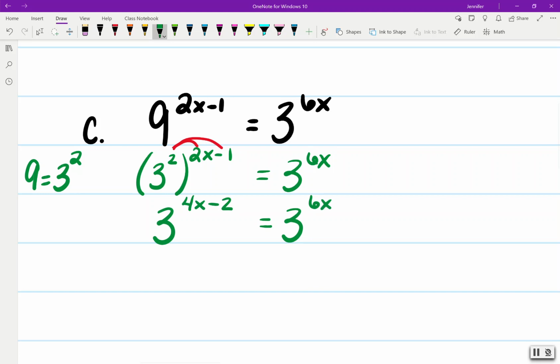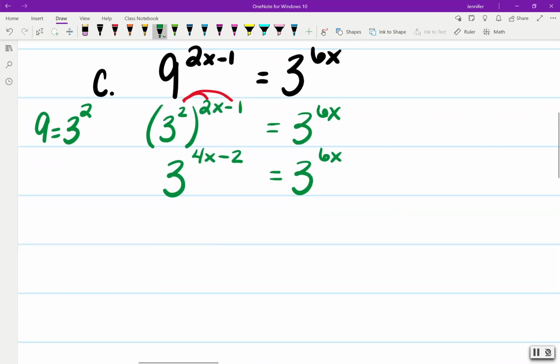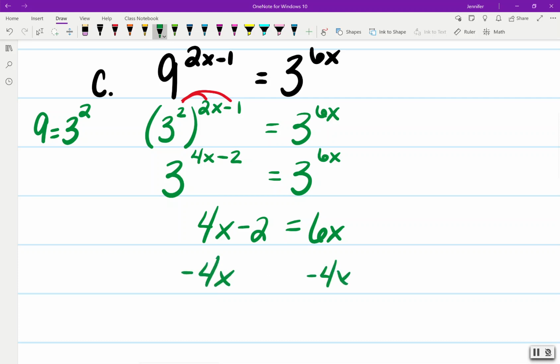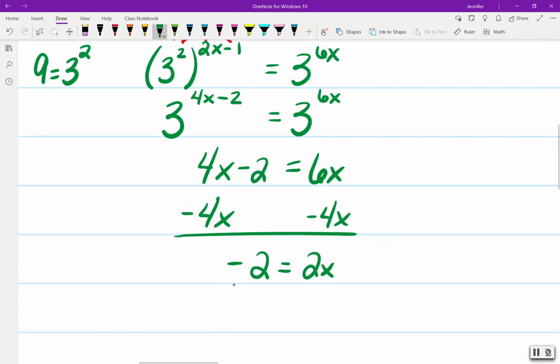Now are my bases the same? Yep, so if my bases are the same, I can take the exponents and set them equal to each other, and it should be easy solving from there. So I got 4x minus 2 is equal to 6x, and then this is just a two-step equation, right? So this should be easy solving. Go ahead and solve this one.